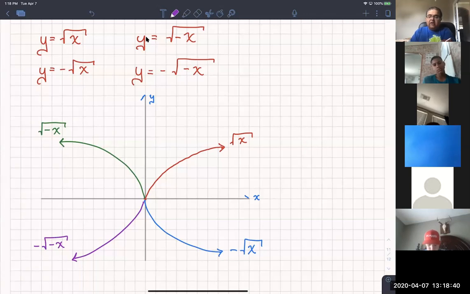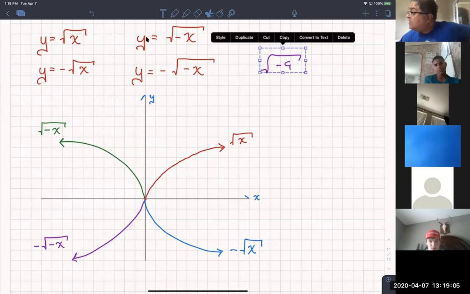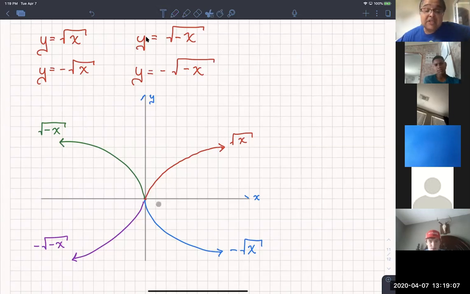Now, one of the other key points to remember is that the square root function starts at (0, 0), okay? And it starts at (0, 0) because you can't take the square root of a negative. So you can't take a negative x. So there's no such thing as like the square root of, say, negative 9. So you can't do that. That's why it has to start at 0, because that's the smallest number that you can take the square root of.